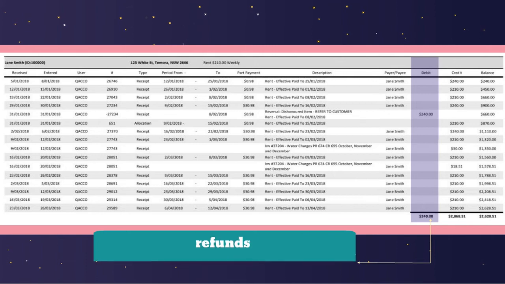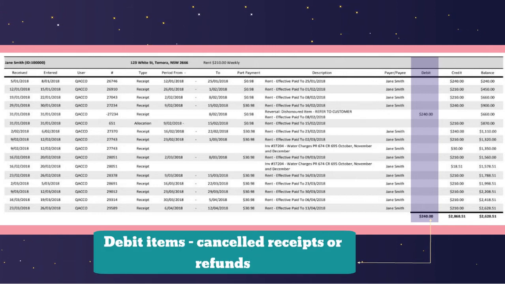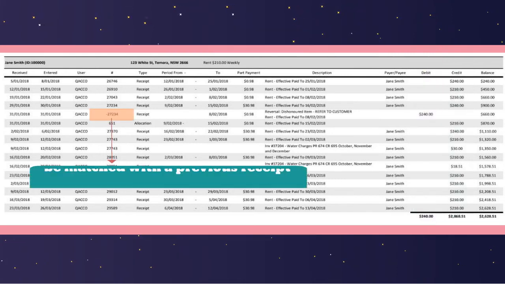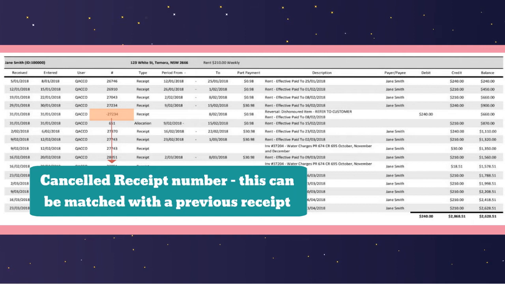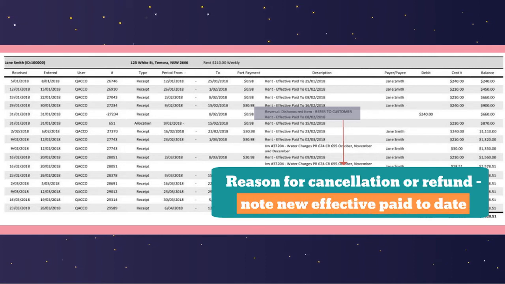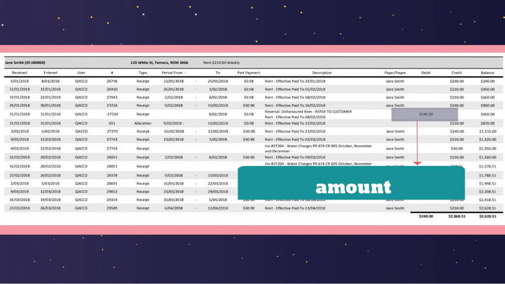Debit items are cancelled receipts or refunds. Credit items include receipts for invoices and rent payments. Cancelled receipt number. This can be matched with a previous receipt. Reason for cancellation or refund. Note, new effective paid to date. Cancelled or refunded amount.